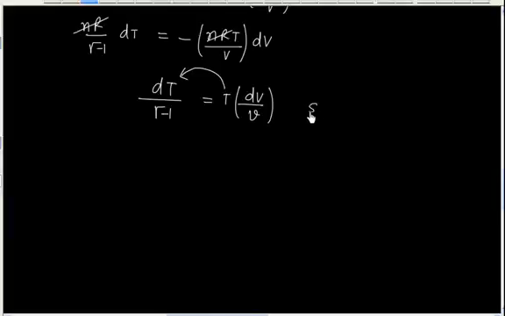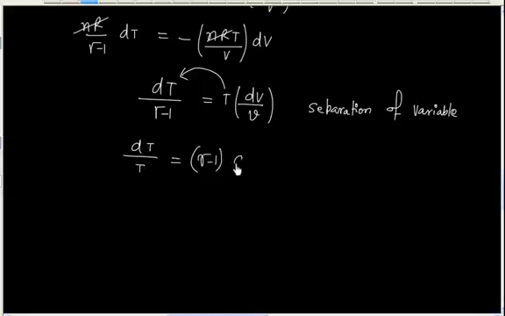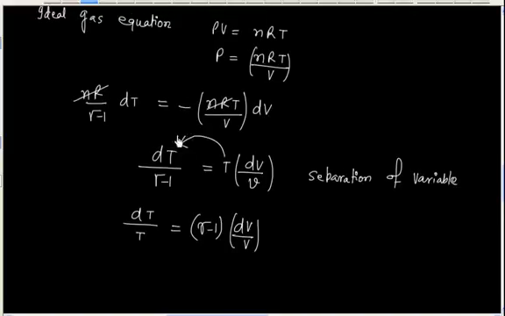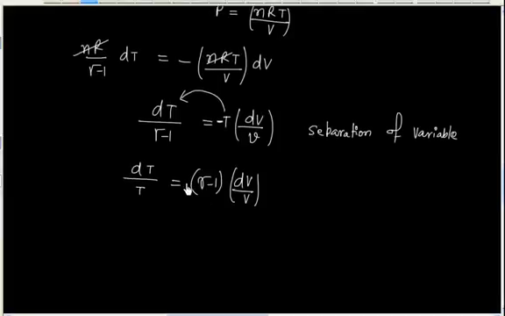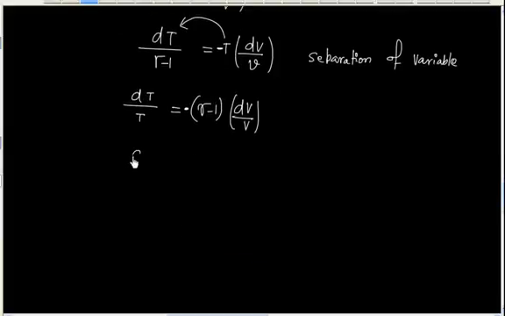So basically we have separation of variables. So we will have dT by T equals gamma minus 1 dV by V. Basically we have a minus sign also here. So we will have dT by T equals 1 minus gamma times dV by V.